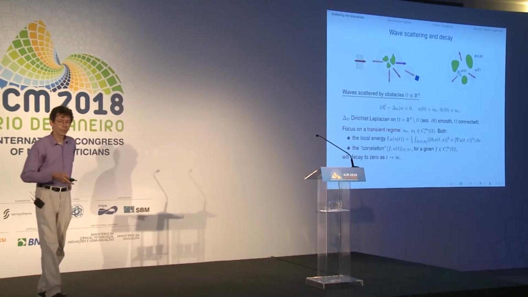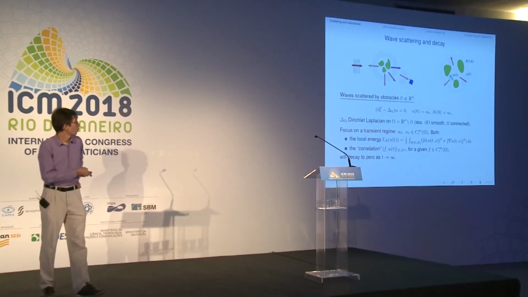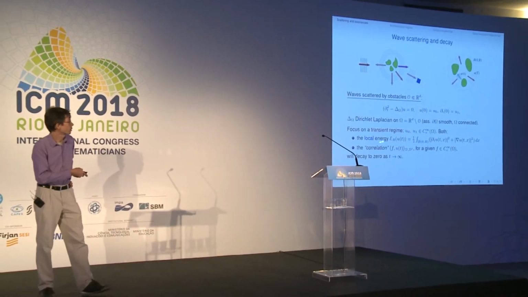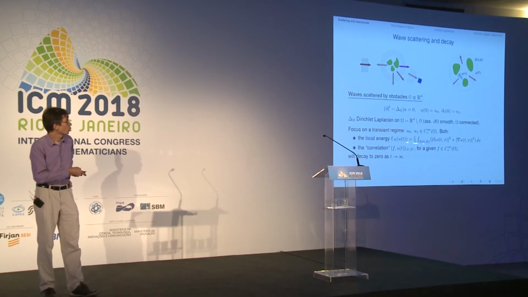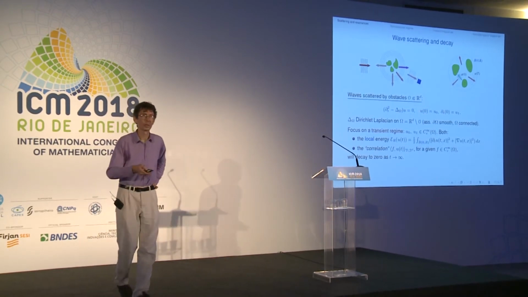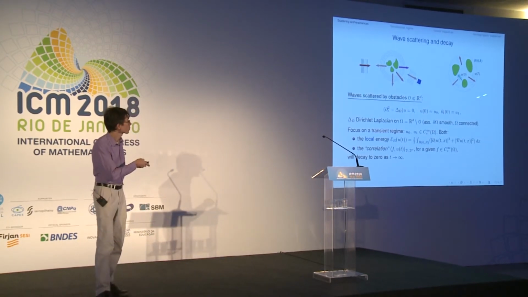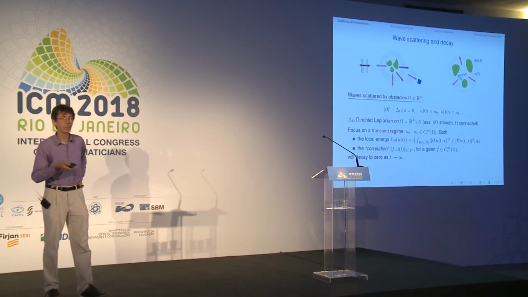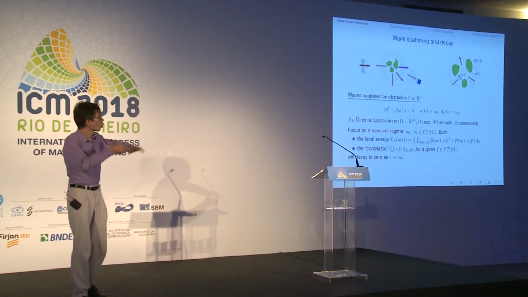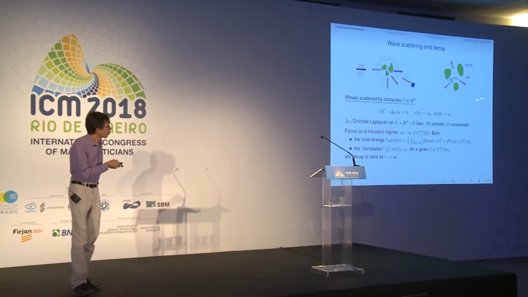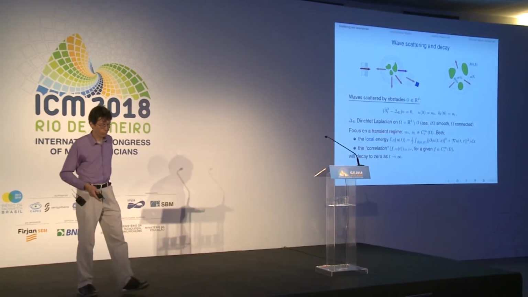And there are different ways to measure this decay to infinity. One way is to compute the local energy, that is, the energy of the waves contained in some ball of radius r, which I assume to be surrounding the obstacles. I will call this ball the interaction region. And I want to know how much energy remains in this ball after time t. We know that the global energy on the whole space is preserved by the wave equation, but the local energy will decay, and we want to understand how fast.